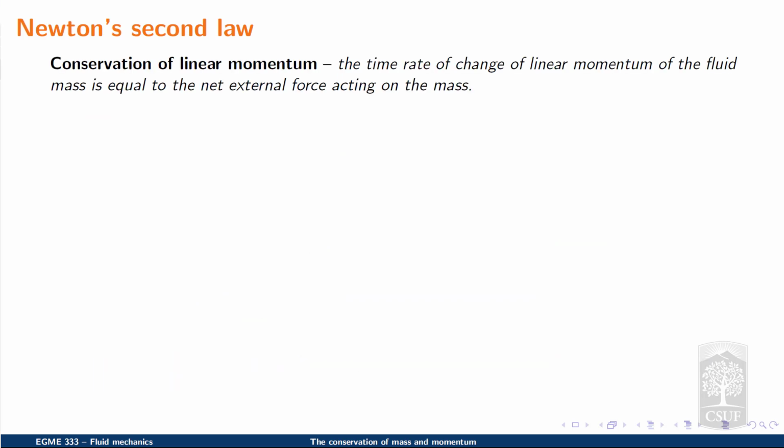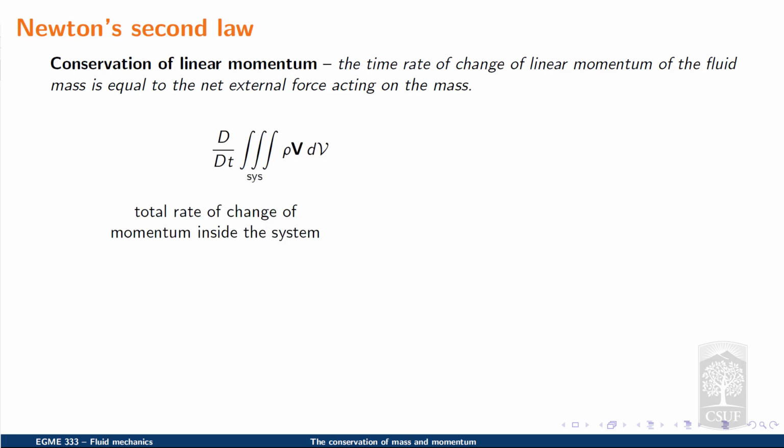So we can define the conservation of linear momentum as the time rate of change of linear momentum of the fluid mass is equal to the net external force acting on the mass. Mathematically, we can express this as the total rate of change of linear momentum inside the system is equal to the sum of all forces acting on the system.